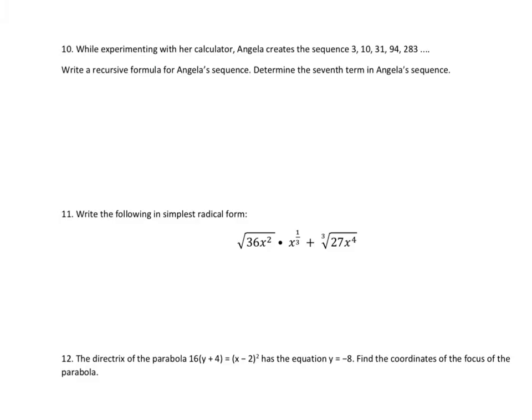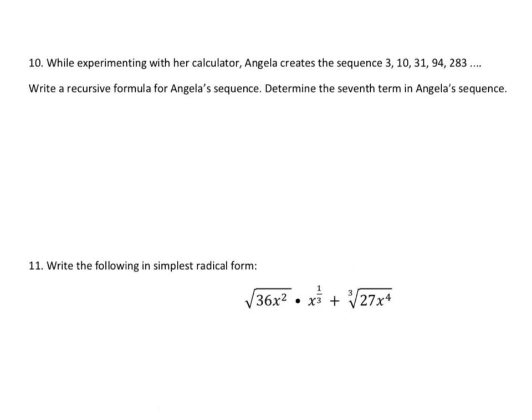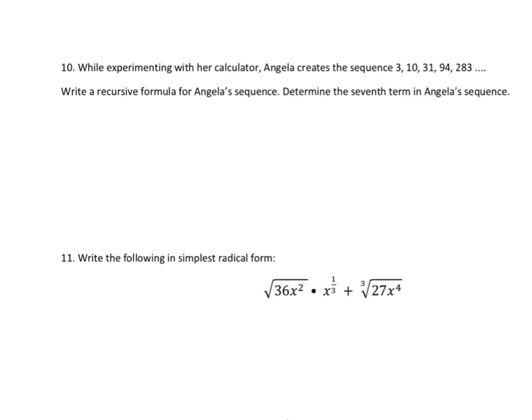Okay, next question, last page. While experimenting with her calculator, Angela created the sequence 3, 10, 31, 94, 283. They want you to write a recursive formula for Angela's sequence and then determine the 7th term. They want A7 and then write the recursive form.